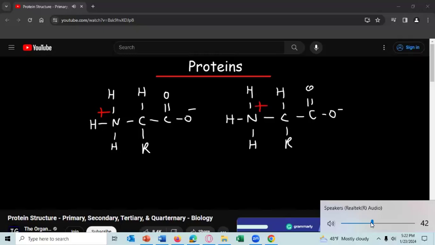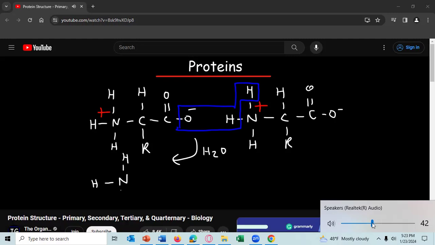Now these two amino acids can react with each other in a condensation reaction where we're going to lose water, and we're going to connect the two amino acids into one molecule. So once water is removed, we could form a peptide bond. This is also called a dehydration reaction because you're losing water. And so this is going to be the new product of the reaction.